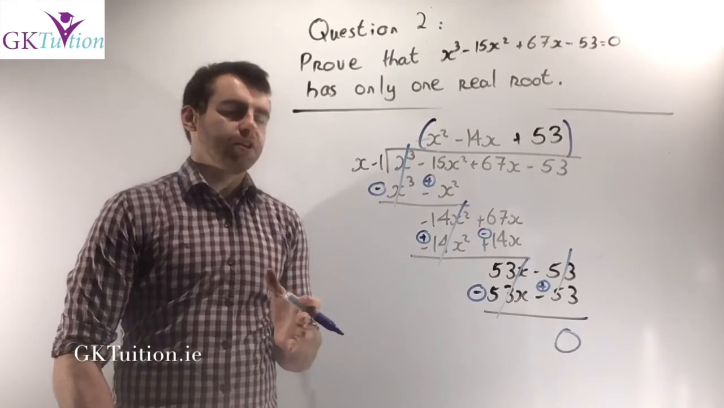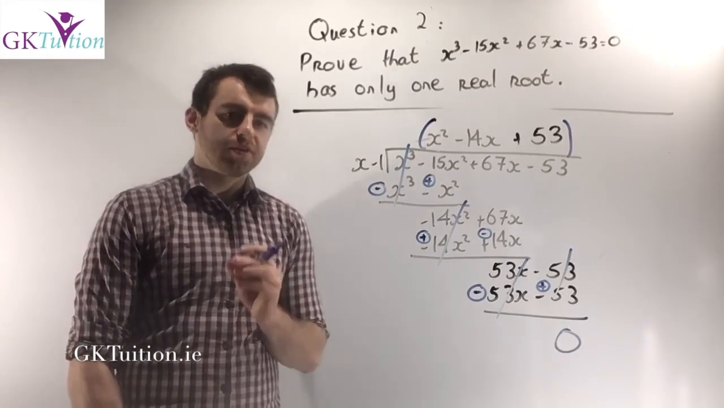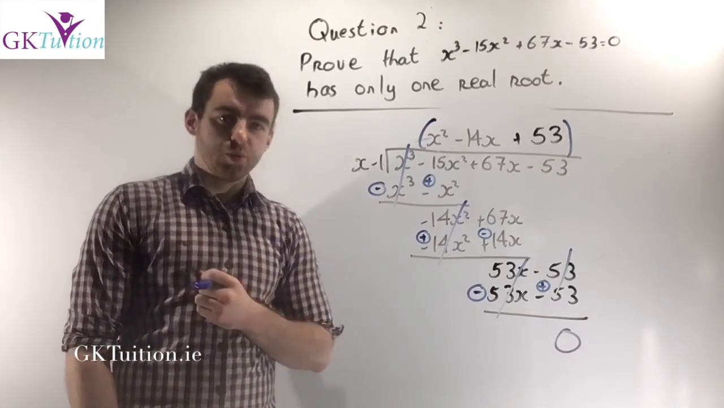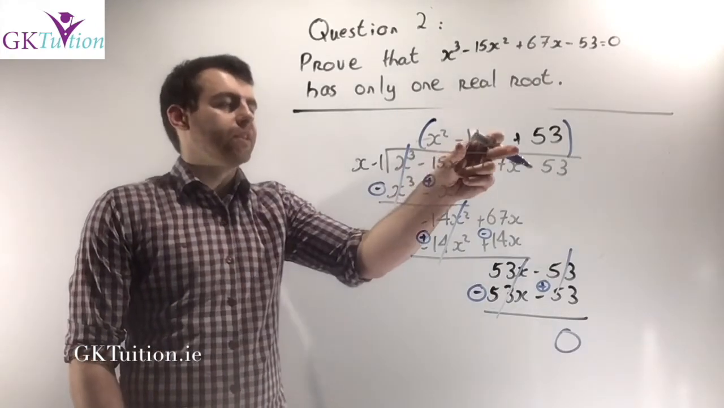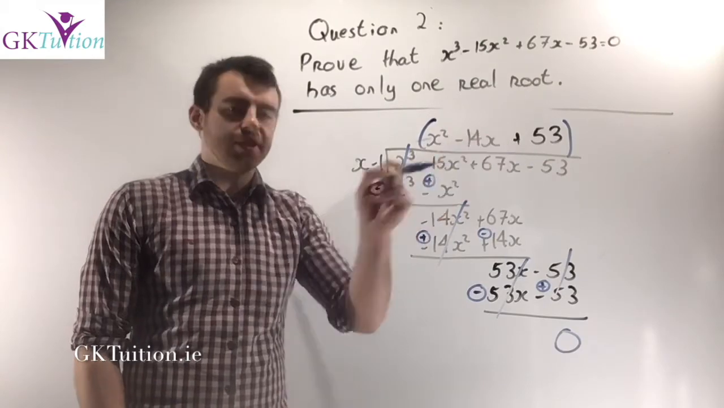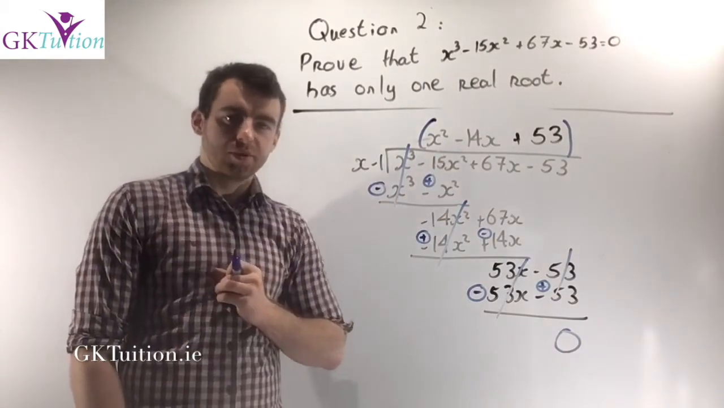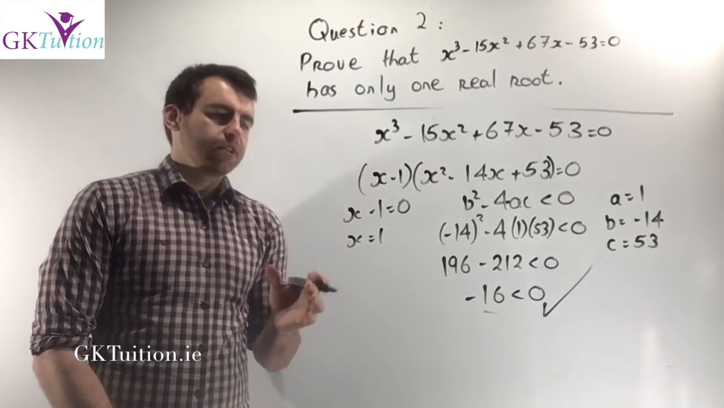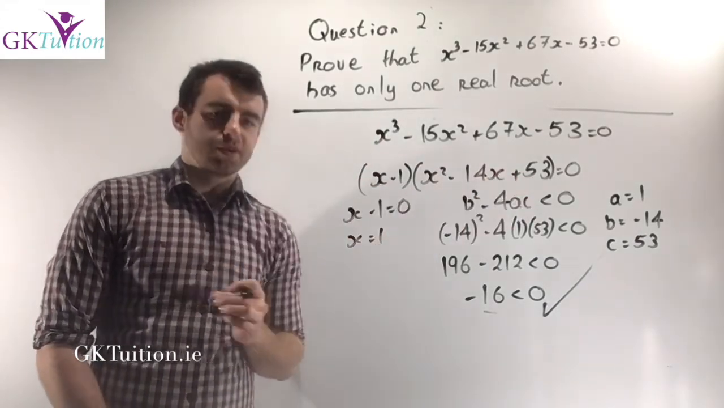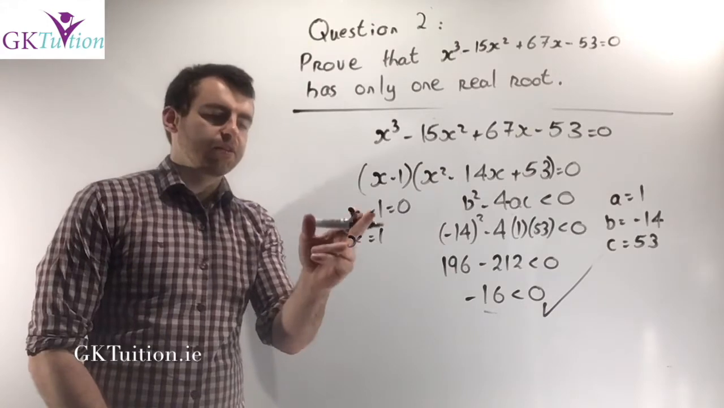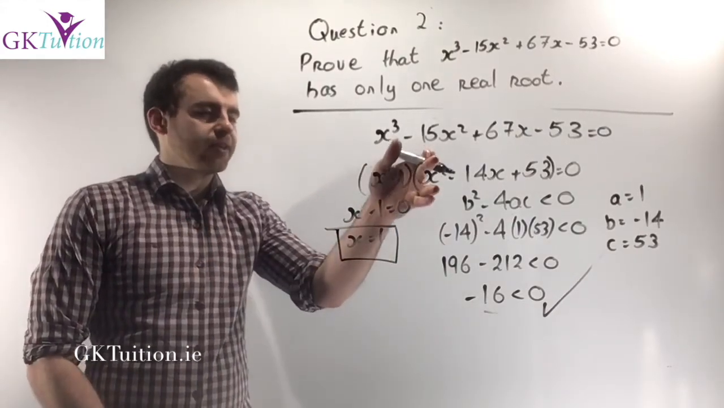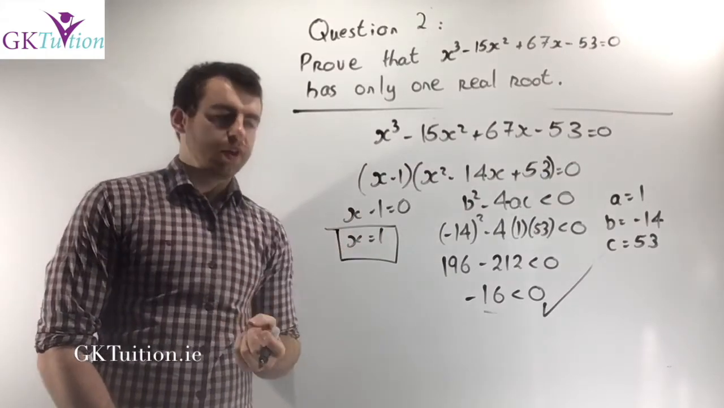Now I look to the question where I was asked to prove that the cubic has only one real root, which I found at the very start is x equals 1. So now I need to prove that this quadratic has two imaginary roots, or in other words, no real roots at all. I started off with this cubic and I've worked out that two of the factors are x minus 1 times this quadratic. If I take this factor, I find a real root, which is x equals 1. And I take this factor, I need to prove that it has no real roots.